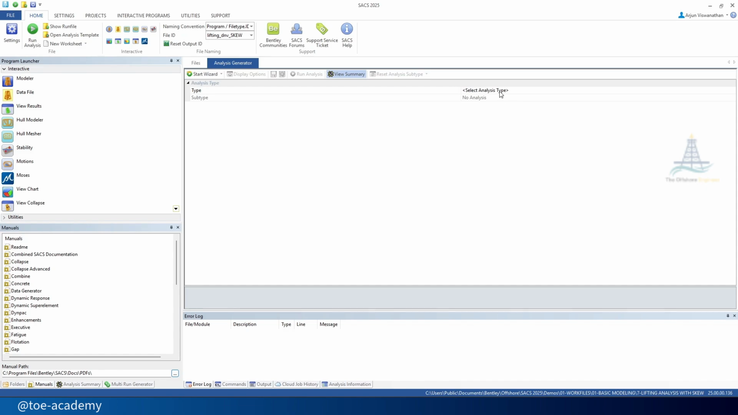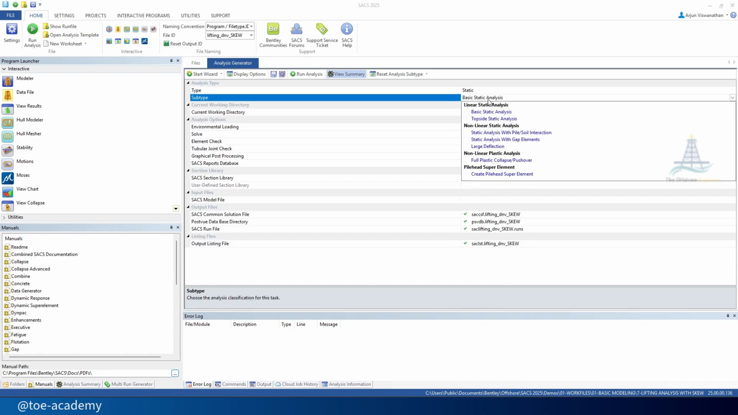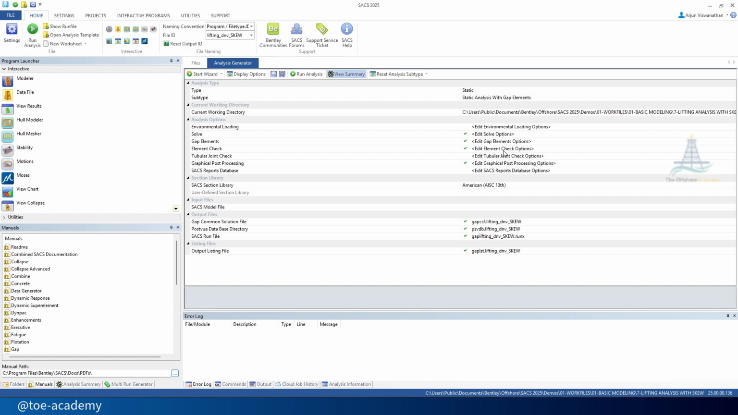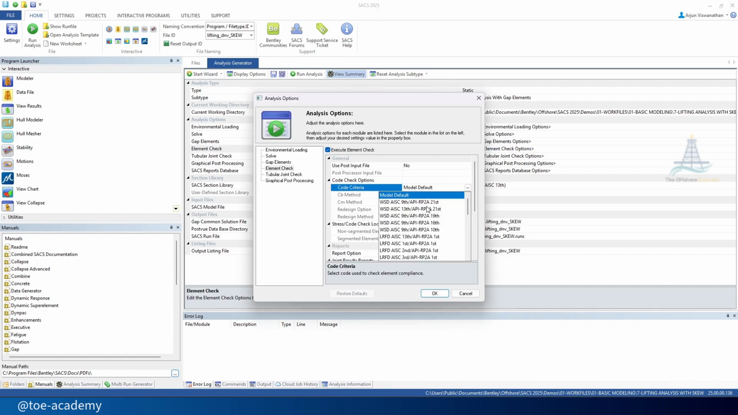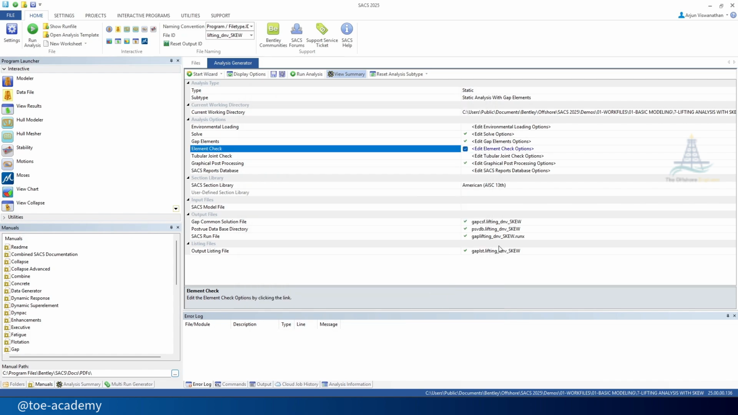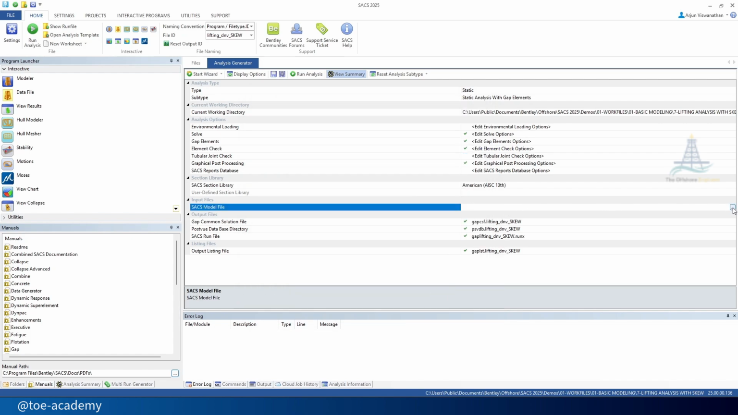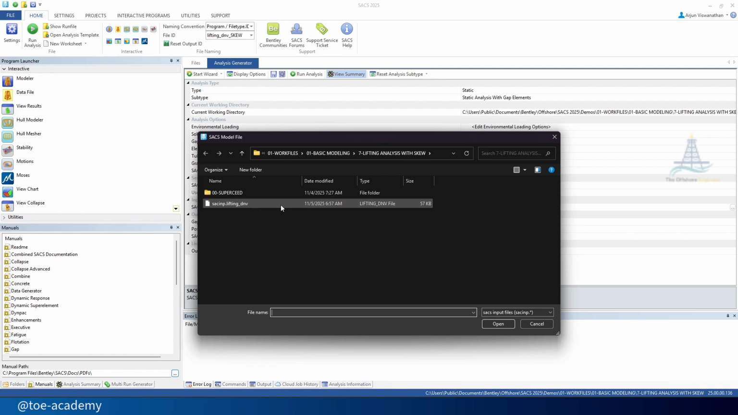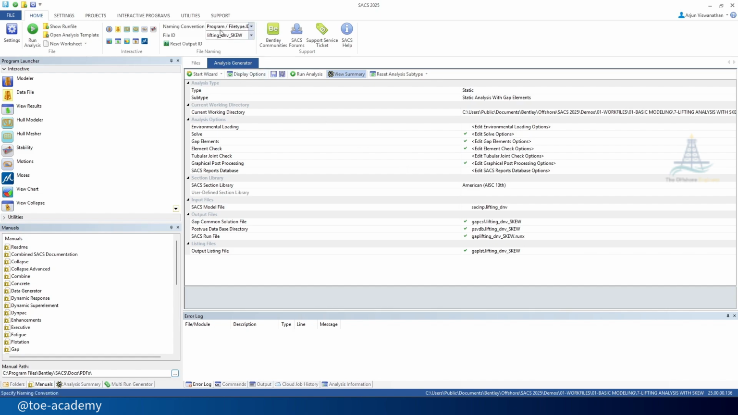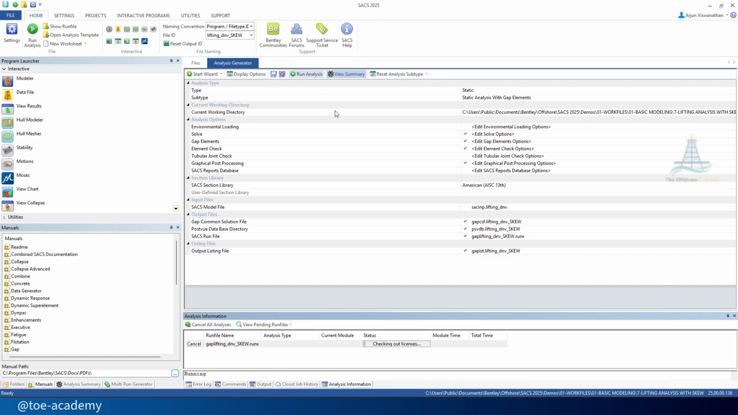So to do the analysis, let me come to static analysis with gap element. I will select my element check option, and here I can select my file. Now I can run my analysis.